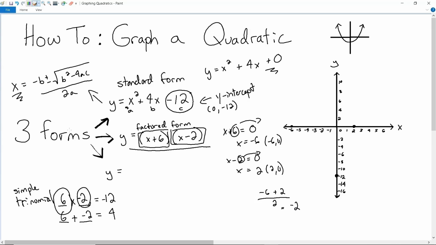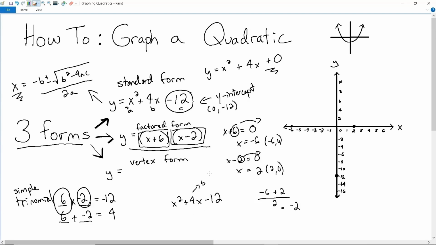However, I want to look at 3 different forms of a quadratic equation, so I'm going to use the vertex form for that. And to turn a quadratic into vertex form, we need to start with the b value. So I'm just going to rewrite my standard form down here. And our b value is 4.